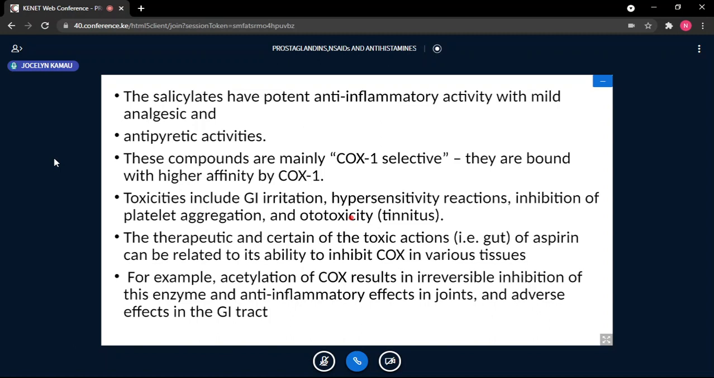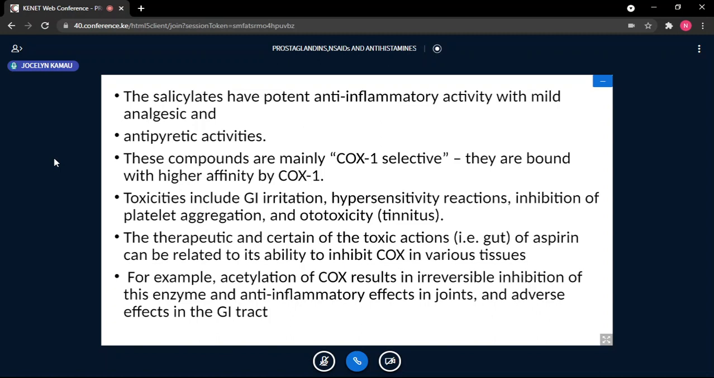If you bind the circulating proteins, you will have allergenicity. If it binds the protein COX in the GIT, it will give you gastric irritation. If it binds, of course, COX-2 in the joints, it will give you anti-inflammatory activity. So that's what we are saying. And that binding is irreversible because it is through acetylation.